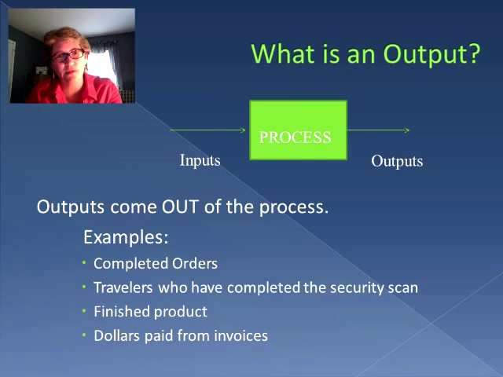Coming out of the process, we have outputs. So if we had orders coming into the process, we would have completed orders coming out. If we have travelers coming into a process, maybe coming out of the process, they're travelers that have a completed security scan. Units going in, finished products coming out, dollars that are part of an invoice. Now we have dollars that are being paid. So as you can see, we took an input and transformed it somehow to become an output.